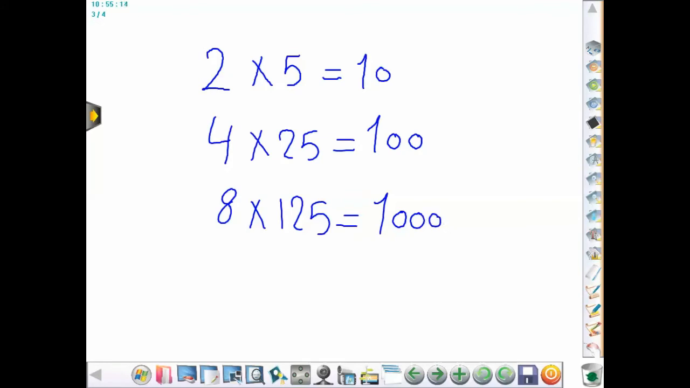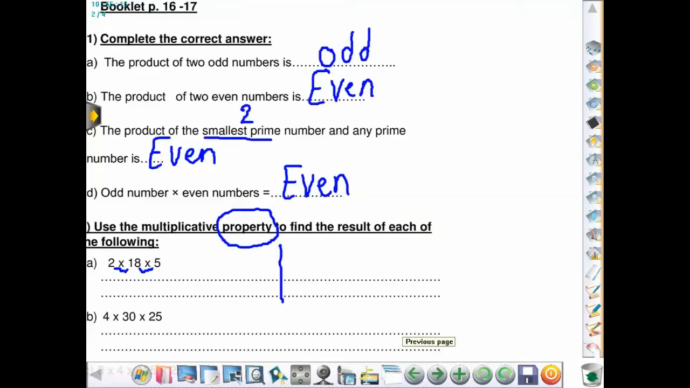Let's go back to our exercise. Here we have 2 times 18 times 5. Do you have any friends here? Yes, 2 and 5 are friends. So I have to drag 2 beside 5: 2 multiply 5 multiply 18. Can I write the answer now? No, you have to state the name of the property. The property here is commutative because I changed the places.